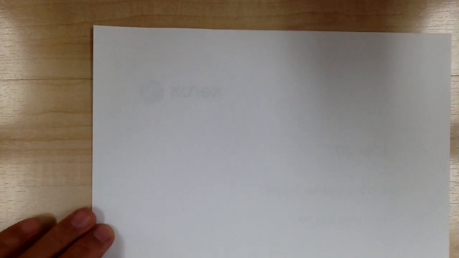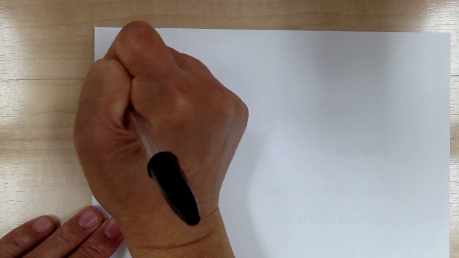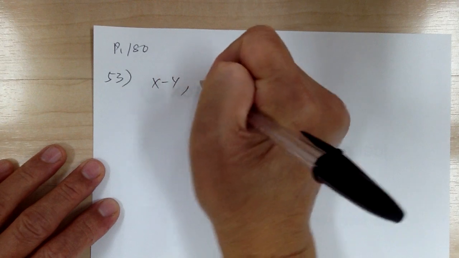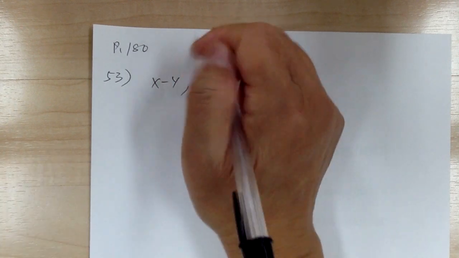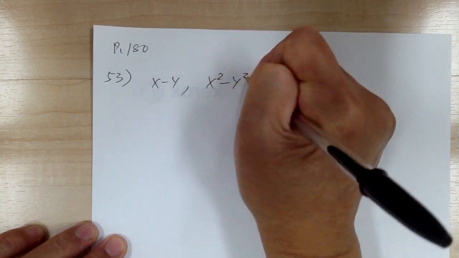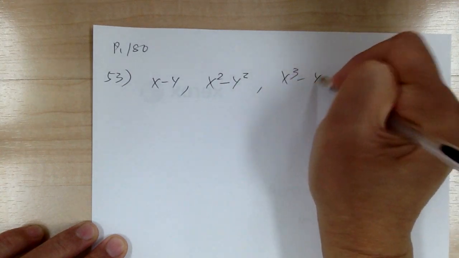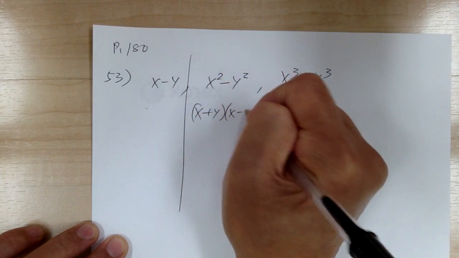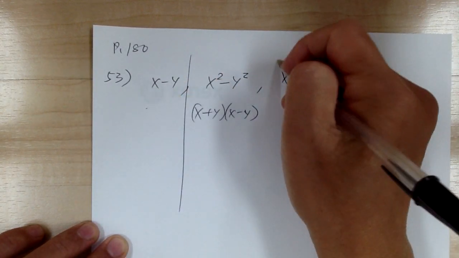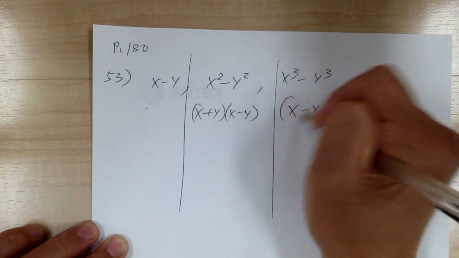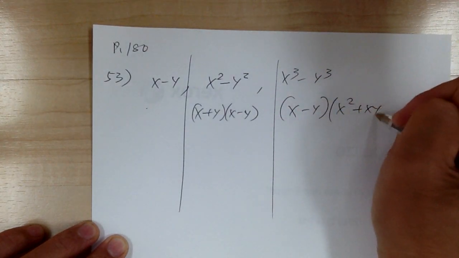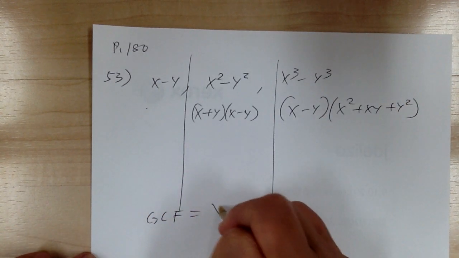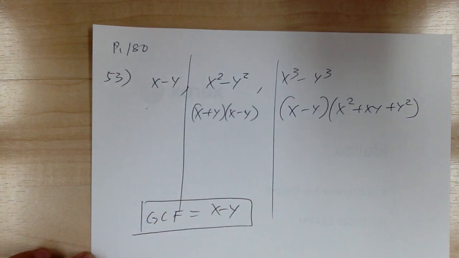Okay, let's go to 53. You have x minus y, x squared minus y squared, and x cubed minus y cubed. This one you cannot do anything with. This one is x plus y, x minus y. So right away, you know the common factor is going to be this one, right? This one you factor, you're going to get x minus y, x squared plus xy plus y squared. So again, from here you can see the GCF is equal to x minus y.